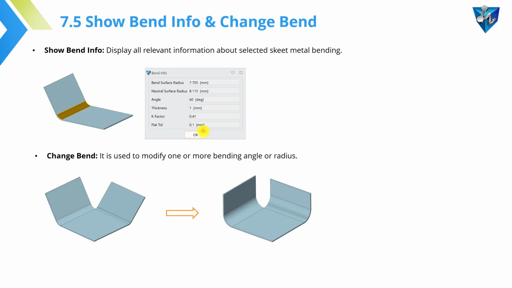And there are more useful tools like show bend information and change bend. For show bend information, it will display all the relevant information, such as the bend radius, bend angle, thickness, and the K-factor. And for change bend, it's easy to understand. You can modify those parameters. Okay, now let's move over to ZW3D to check more details on this chapter.